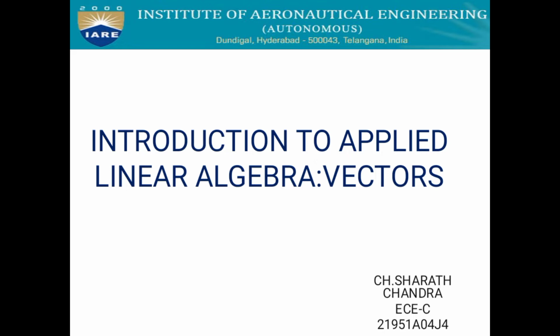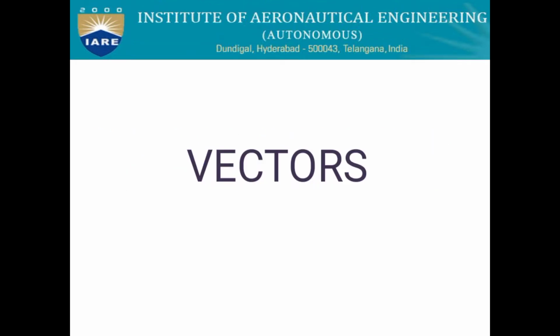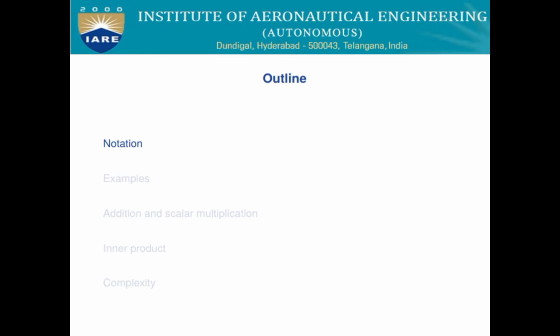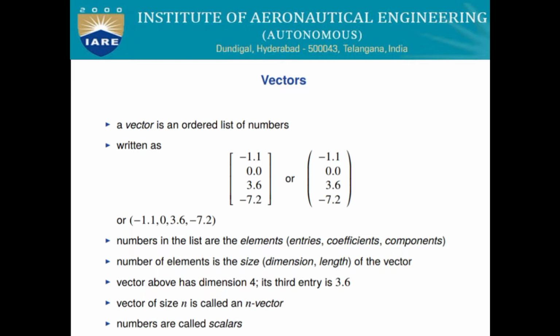Getting to the topic, vectors. First of all, outline notation. A vector is an ordered list of numbers written as, for example, minus 1.1, 0, 3.6, minus 7.2, or minus 1.1, comma 0, comma 3.6, comma minus 7.2. Numbers in the list are the elements, entries, coefficients, components.